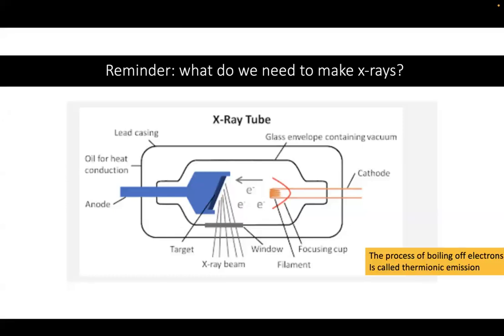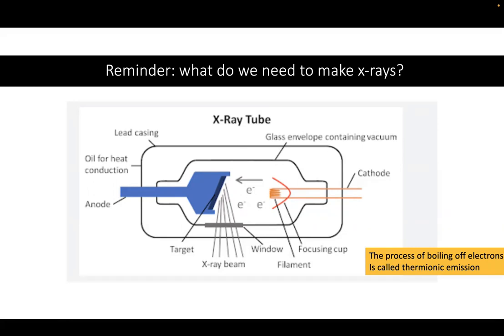So again, remember what we need to make X-rays. We need a source of electrons. We need a means of accelerating those electrons, and we need a means of decelerating those electrons. If any of those 3 things are not there, we cannot have X-ray production.